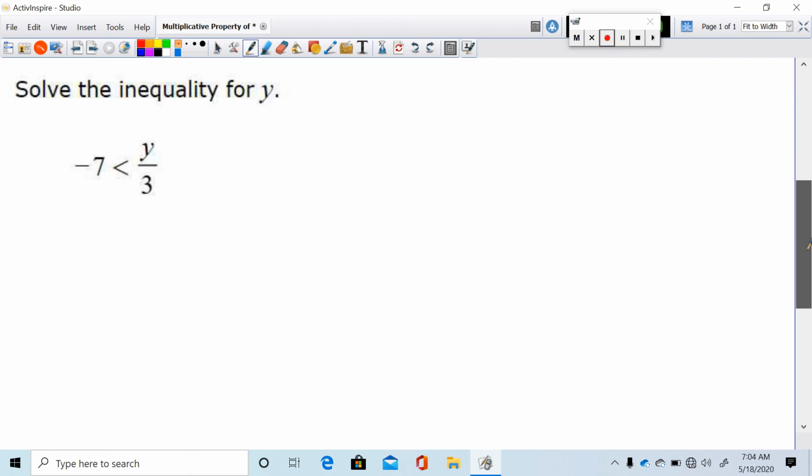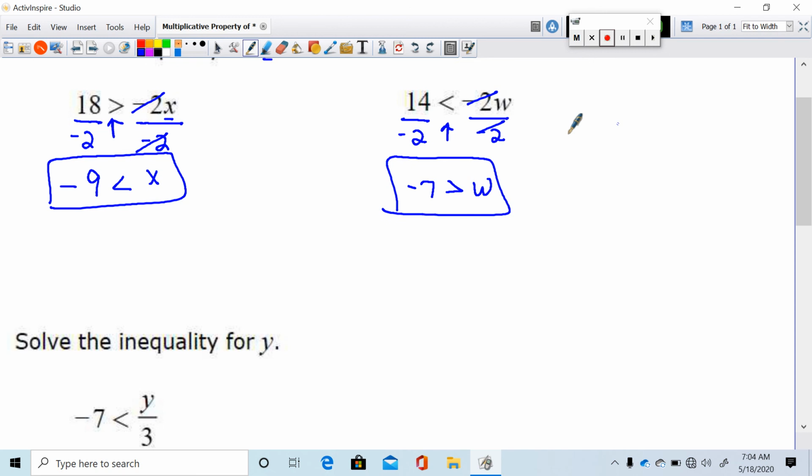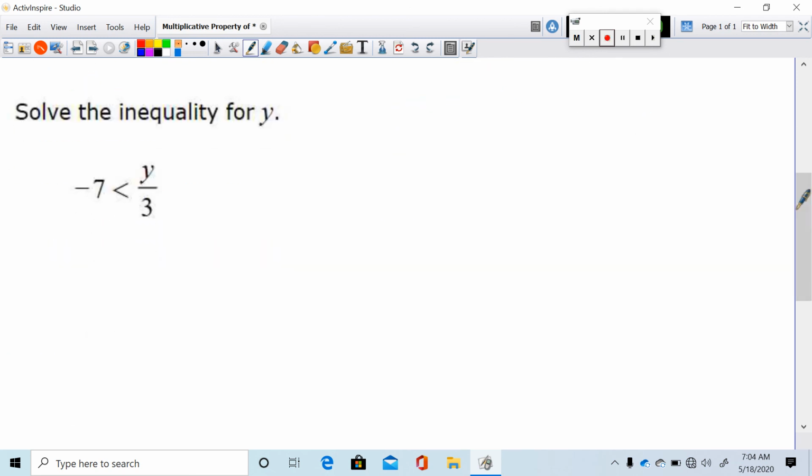Okay, the next one's a little bit different. These had a number right next to the letter, so they were being multiplied. Anytime you have a fraction, you are dividing. So we are going to multiply by the denominator to get rid of it, because it says y divided by 3, a fraction is division. So the opposite of divided by is multiply.